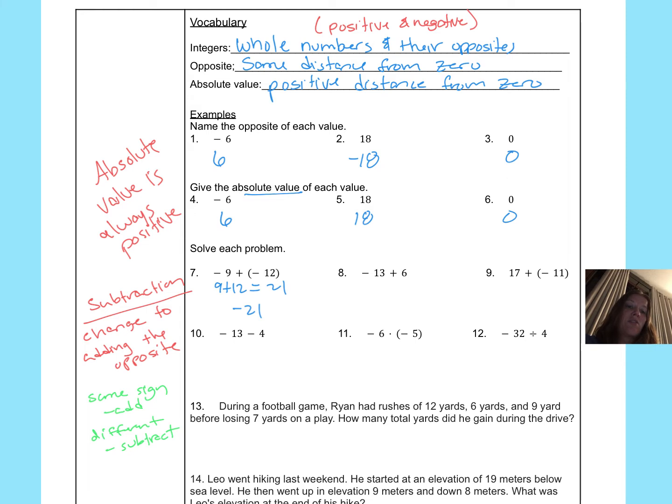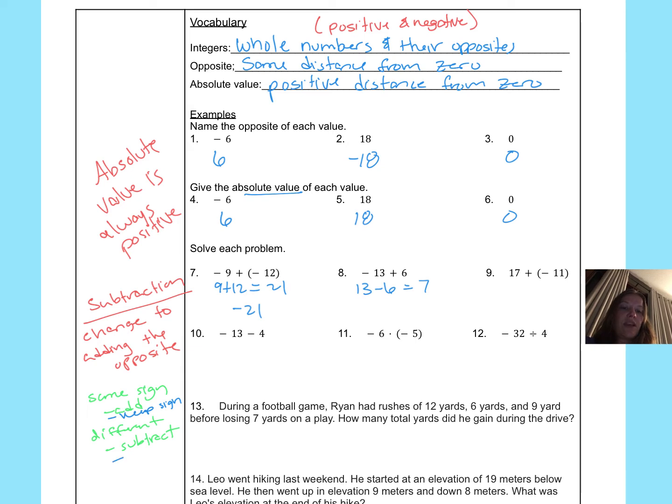Number 8, that's going to follow that second rule. They're different signs, so we're going to subtract. We're going to do 13 minus 6, and 13 minus 6 is 7. And then I'm going to add to this rule. If we have the same sign, we keep that sign, like we did on number 7. They're both negative, so my answer is going to be negative. If they're both positive, my answer will be positive.